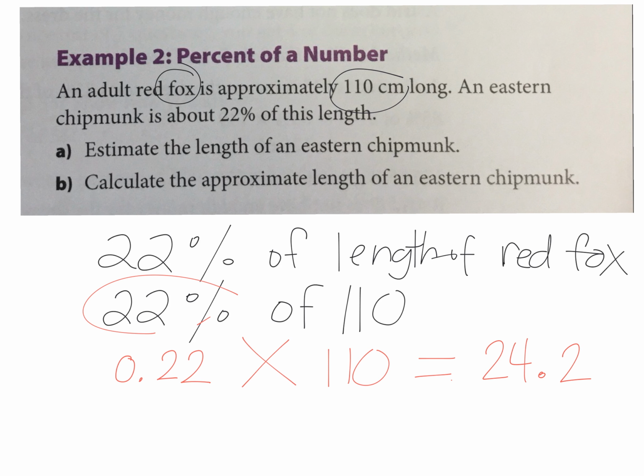24.2. Therefore, because they rounded the length of the red fox, the approximate length of a chipmunk is approximately 24 centimeters. Does that make sense? The fox is 110 centimeters, and the chipmunk is about 24 centimeters.